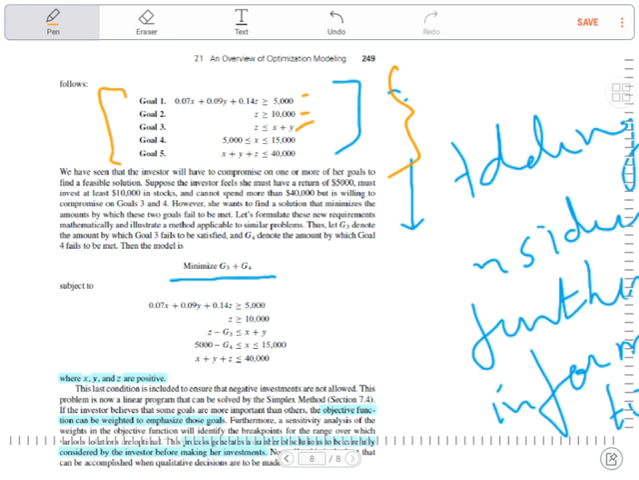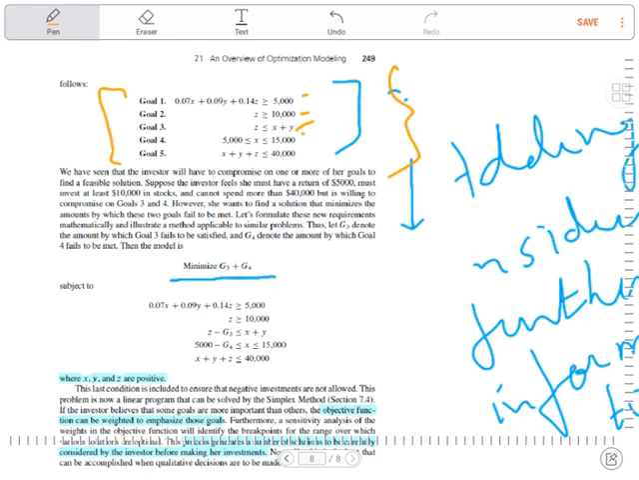And then the fourth one, the amount invested in savings should be between 5,000 and 15,000. So this is goal 4. And the last one, the total investment should not exceed what she has. So this is x plus y plus z less than or equal to 40,000.